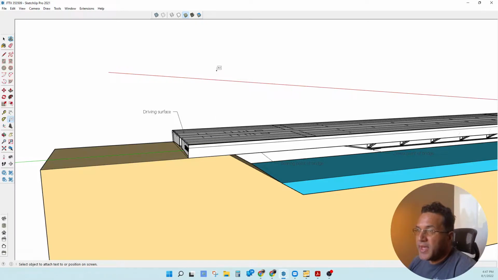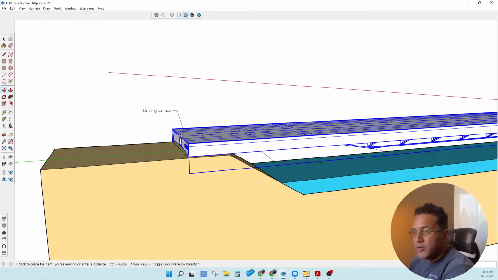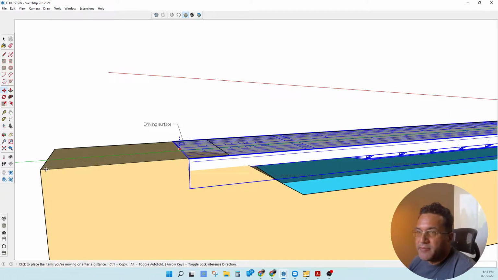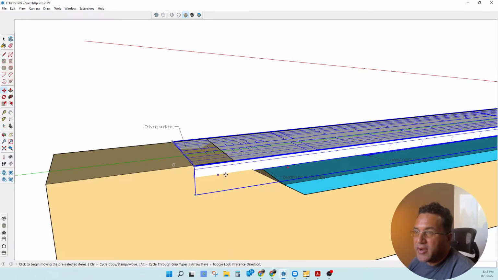The other choice we have is if we take this bridge, let's say you wanted the driving surface flush with the existing grade. That's one way to do it right there. Now your abutment would be way below. You'd have to dig out your abutments. I'm typically not a big fan of digging out abutments. It just creates a lot of problems elsewhere.